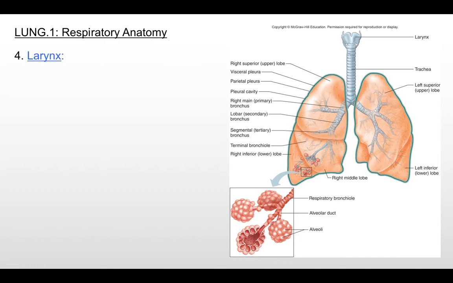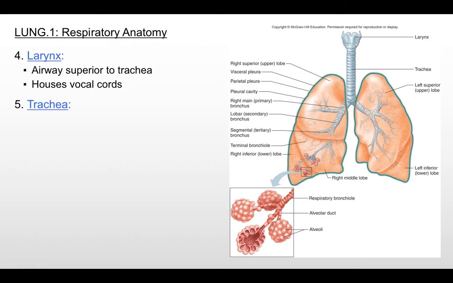In the lower portion, we'll start with the larynx. The larynx is just superior to the trachea, so it's right after that epiglottis, and your vocal cords are housed here. So if you're male, you can feel a big cartilaginous bump known as your Adam's apple. That's the anterior portion of your larynx, but regardless, your vocal cords are housed here.